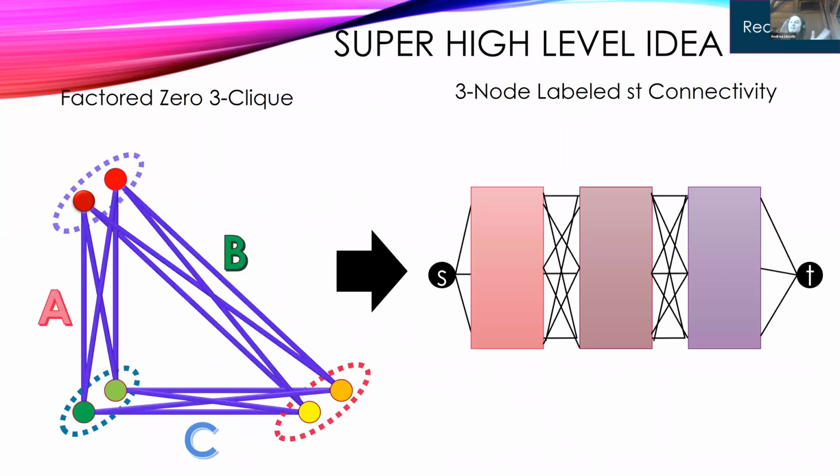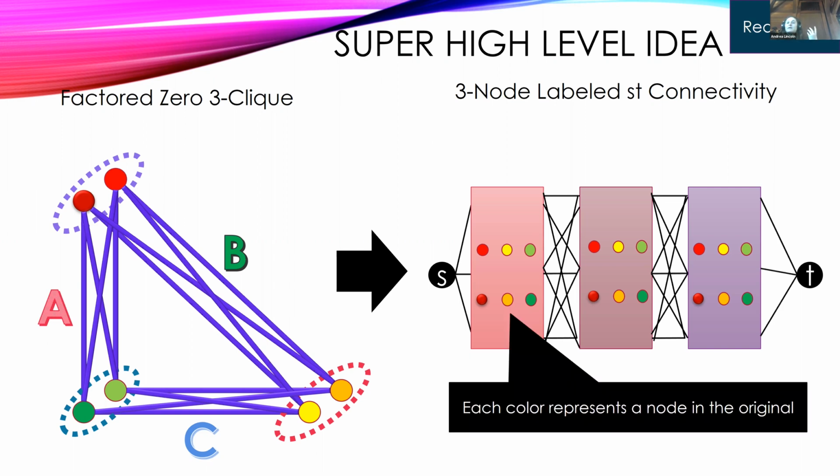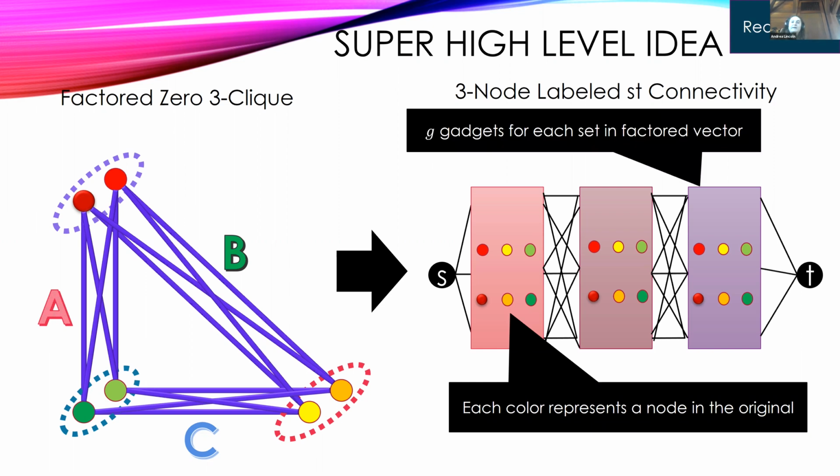So I'm going to give a super high level idea of what this reduction looks like. We start with factored 0-3 clique, and we have these 3 gadgets, and we have various vertices that appear throughout this. And these vertices are colored in some way that matches a coloring you make of the nodes in the original problem. And what we're going to do with each gadget is check how many ways there are to match up that factored vector set.